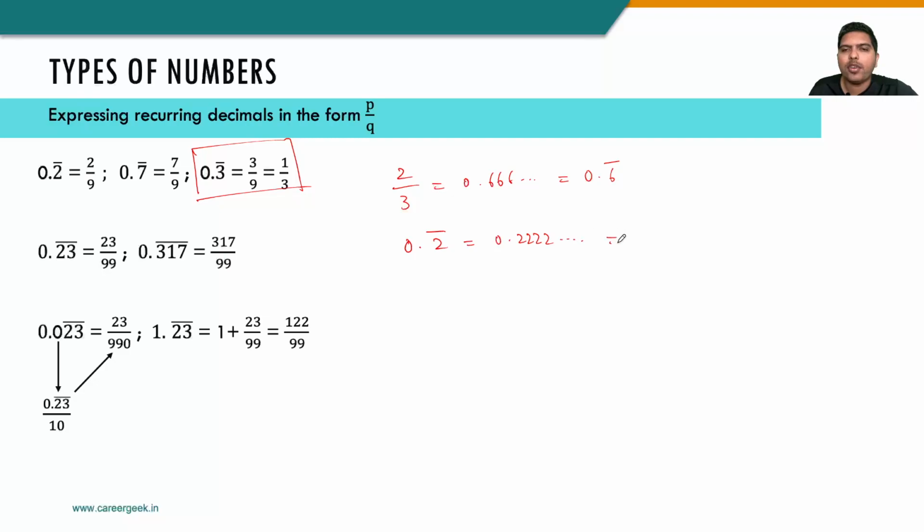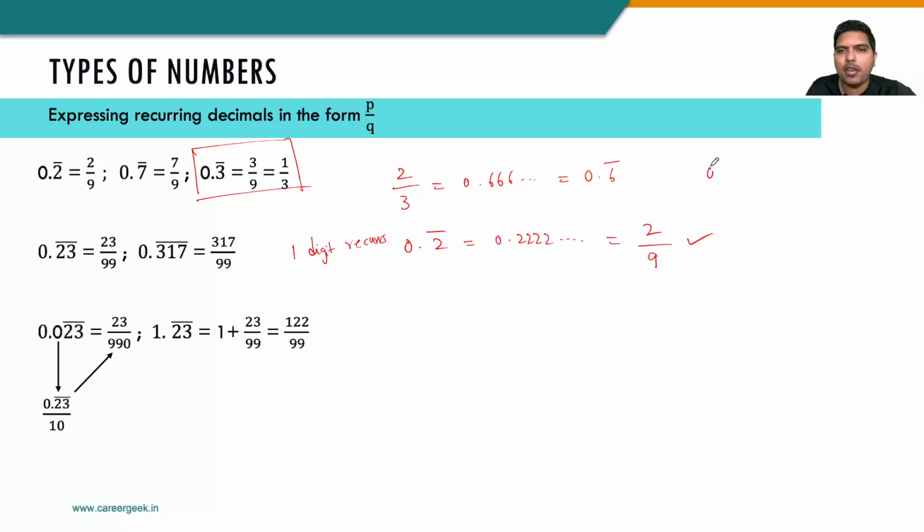So if you have to write this recurring decimal into p by q form, remember this is the case where one digit recurs. So you will write that digit upon 9, because one digit is repeating. You will write in the denominator 9. That is the value of 0.2 bar.